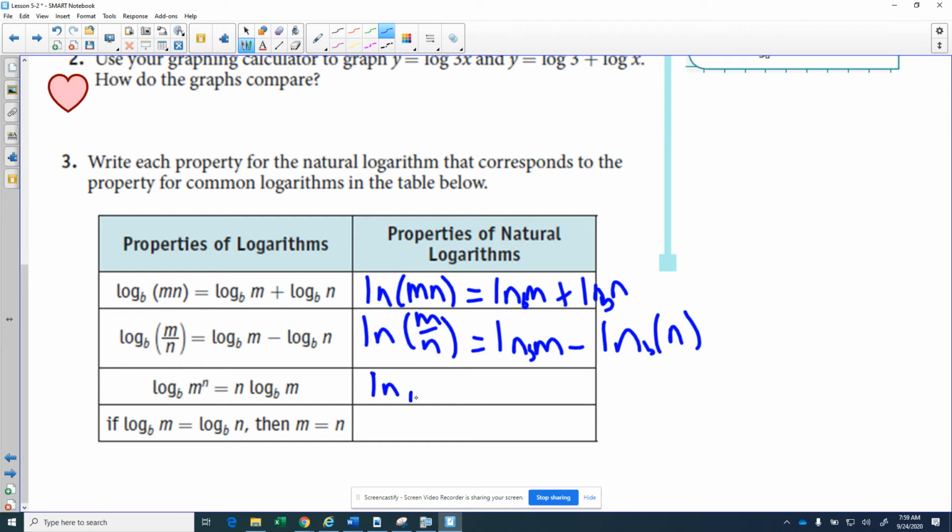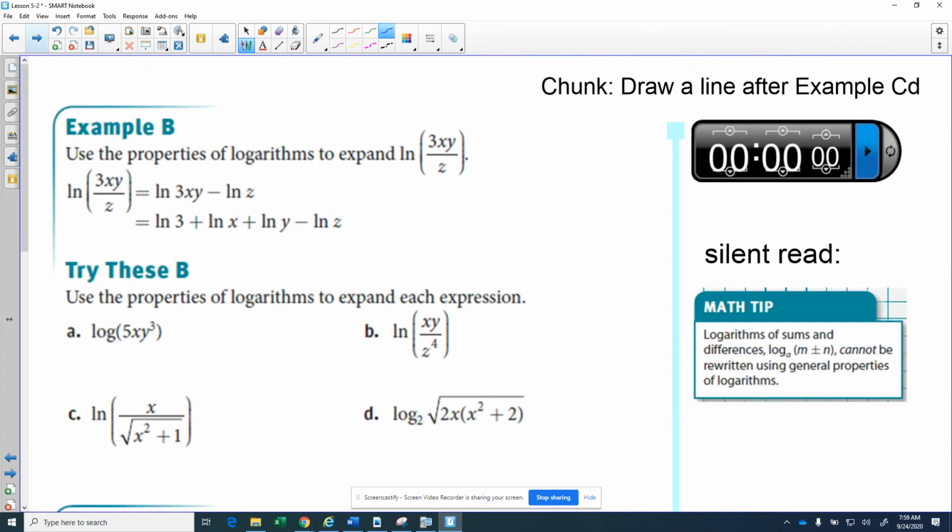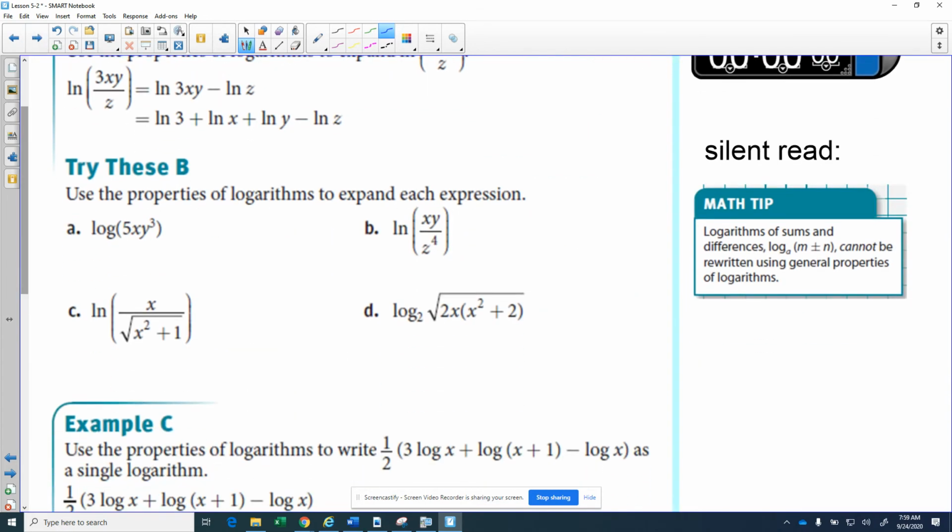If we have the natural log base B of M to the power of N, that N value would come out in front, and it'd be written as so. Okay, so really for this chart here, natural log isn't going to change my properties. All it changes is the fact that I'm using a different log value. Instead of using a basic log, I'm going to use a natural log in that function. But let's go ahead and start talking about how we actually expand and condense these.